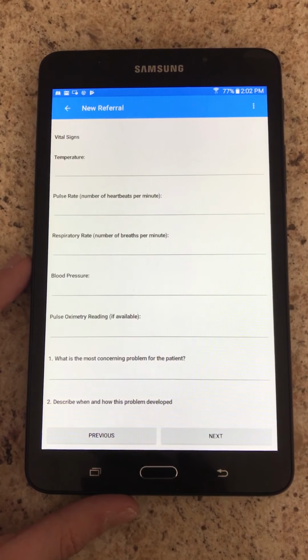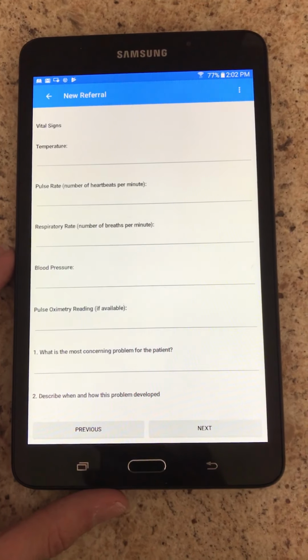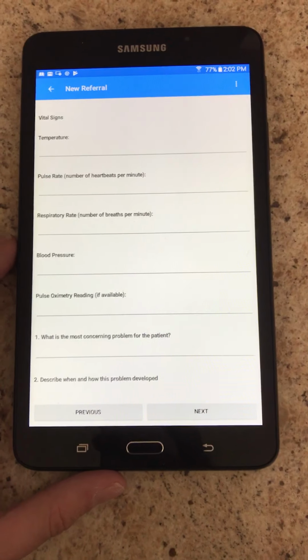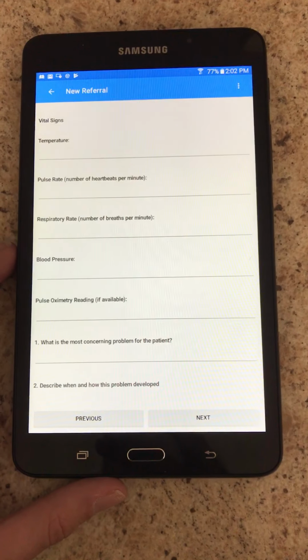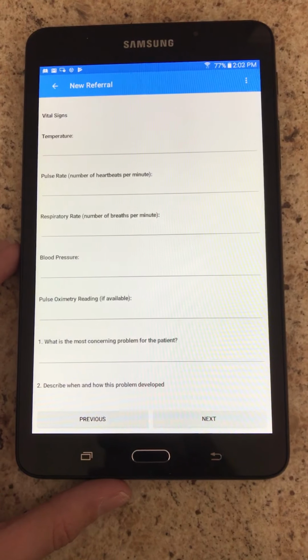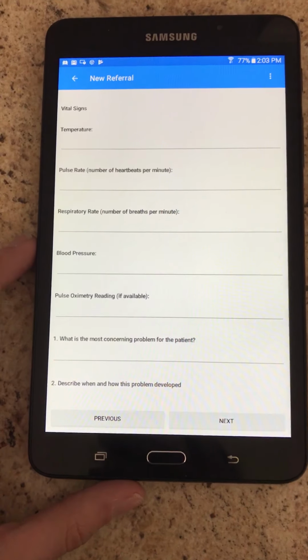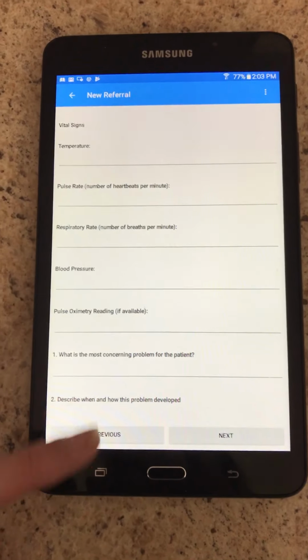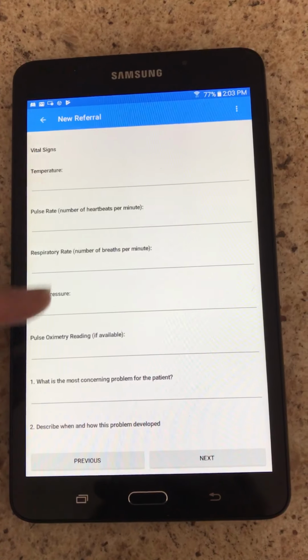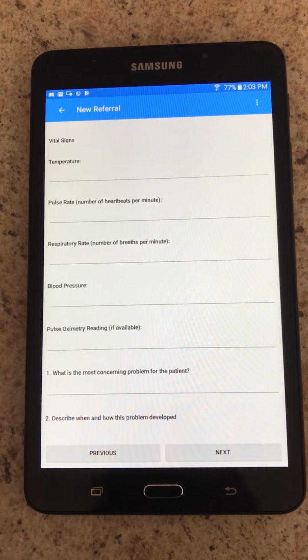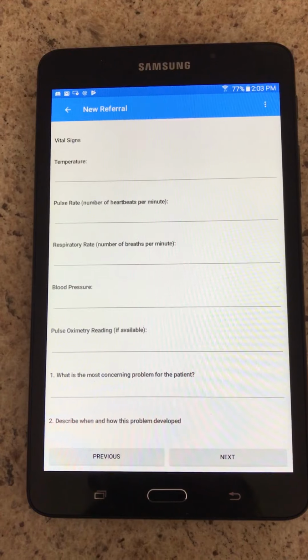The next thing I'm going to discuss is the importance of providing as much detail as possible within the template before you submit a case. I've gone ahead and selected a general adult history template, and when you open that up, this is what you're going to see. It is first going to ask you for vital signs. Vital signs are very important to include.